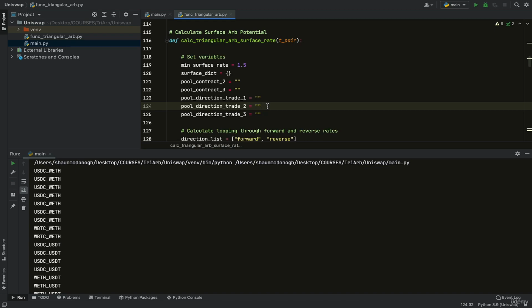Okay, so let's start from the top and actually talk about what's going on here. The minimum surface rate we've got is 1.5%. You will find that with DeFi, the surface rates can be wild. Some of them can be huge. They can even be in the thousands of percents. So I just want to make sure that I have a minimum of 1.5%.